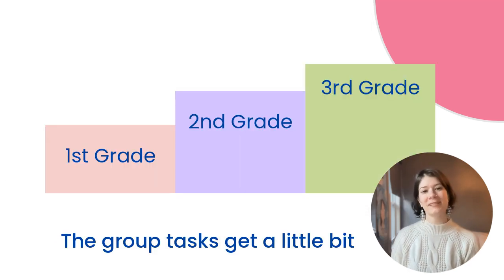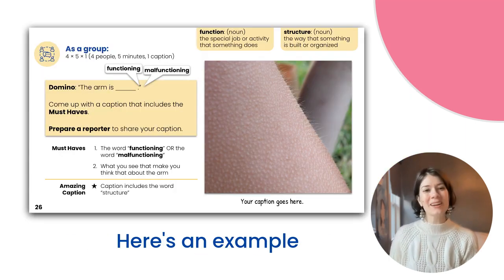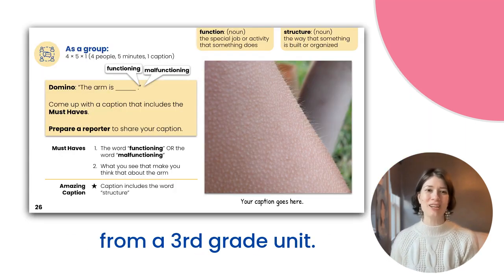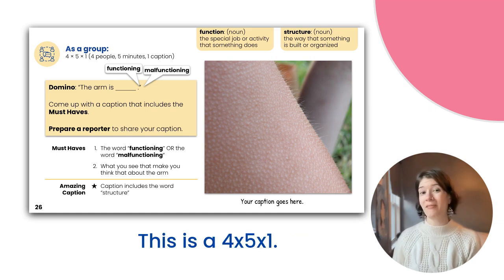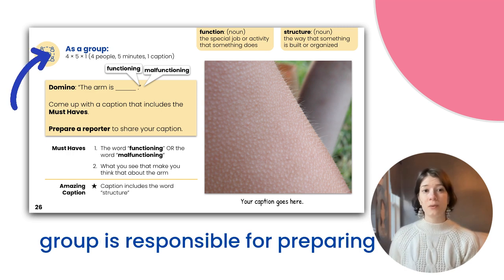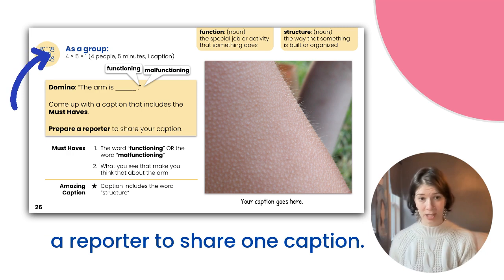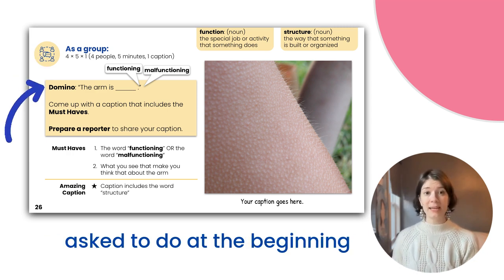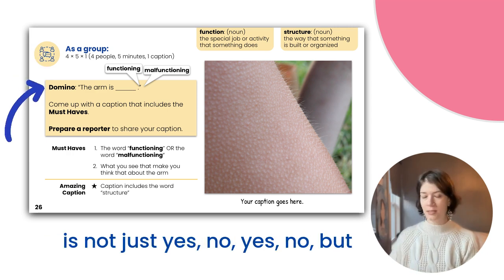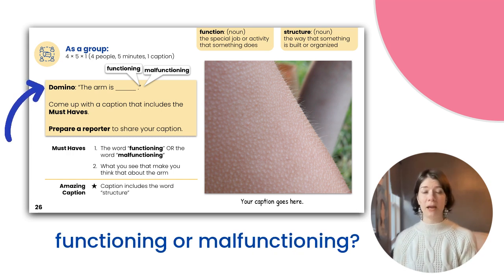The group tasks get a little bit more challenging as students progress up the grades. Here's an example from a 3rd grade unit. This is a 4 by 5 by 1. 4 people, 5 minutes, and the group is responsible for preparing a reporter to share one caption. The domino that they're asked to do at the beginning is not just yes, no, but do we think that this arm is functioning or malfunctioning?